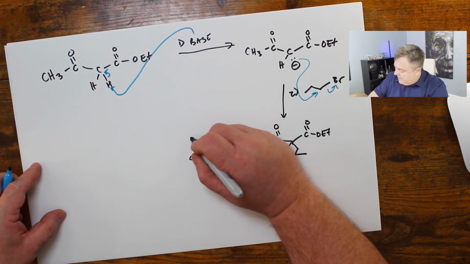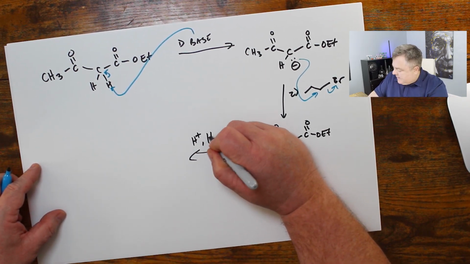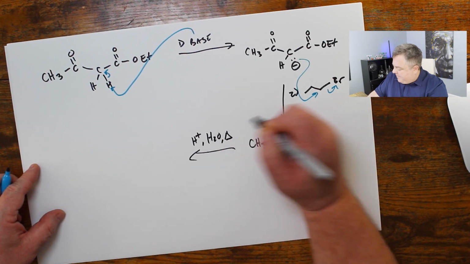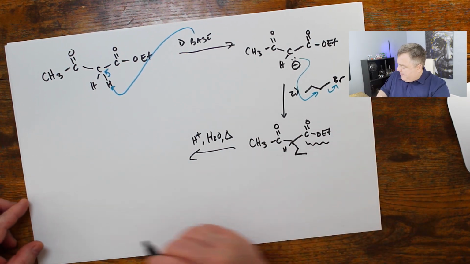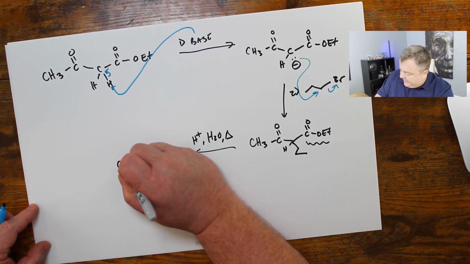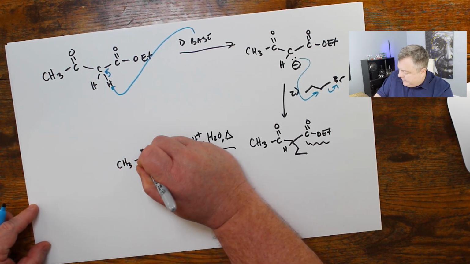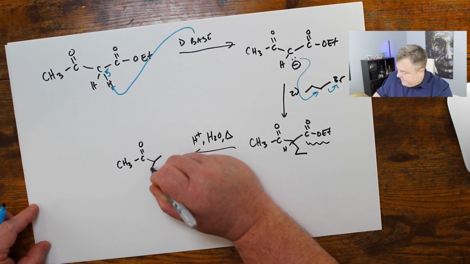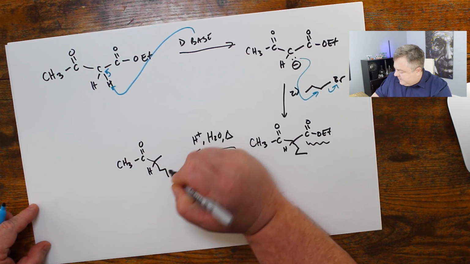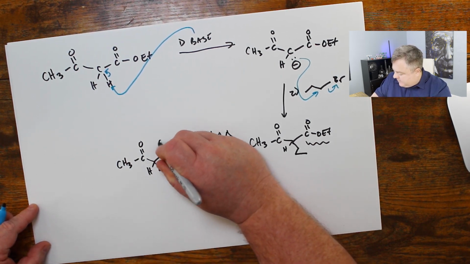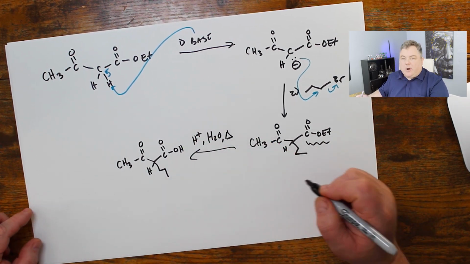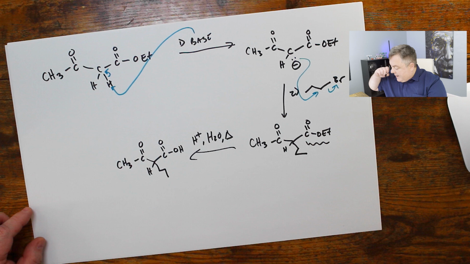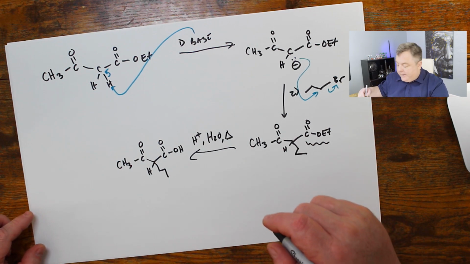Step 3, we're going to add acid, water, and heat it up. We're going to hydrolyze this ester. So now we have CH3, C double bond O, my hydrogen and propyl, and the ester becomes the carboxylic acid. Kind of the backwards version of a Fischer esterification.